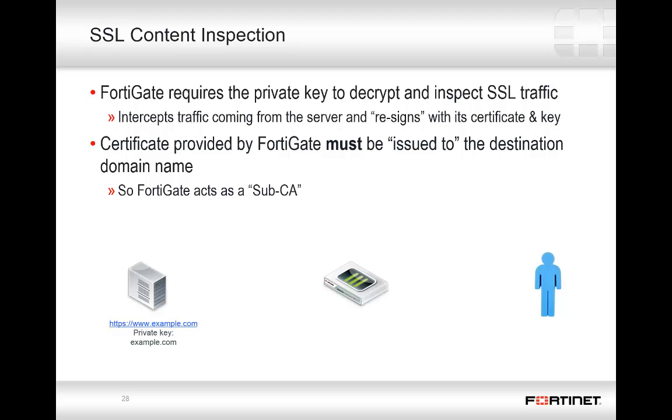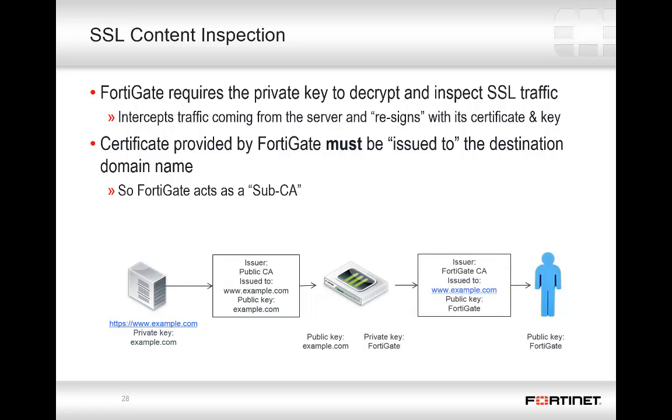FortiGate is located in the middle of the communication between the user's browser and the website, example.com. The website has and knows its private key. When the browser connects to the site, the web server sends its certificate, which contains its public key. Its certificate has been issued to example.com by a well-known public CA.